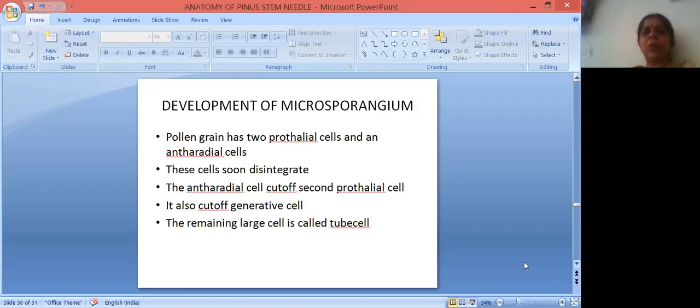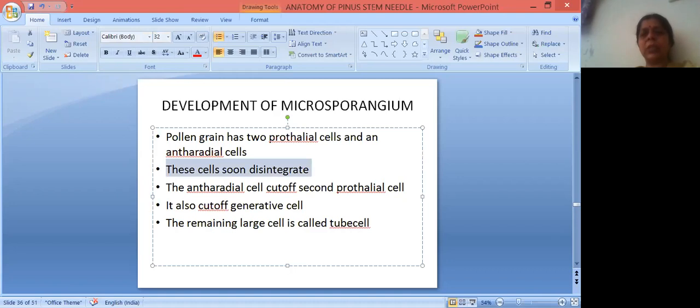So here the pollen grain, again the same thing. The pollen grain has two prothallial cells and an antheridial cell. These cells soon disintegrate. The antheridial cell is cut off and the second prothallial cell is formed, which is also cut off. The generative cell is formed, and the remaining large cell is called the tube cell. The body cell gives us two male gametes.